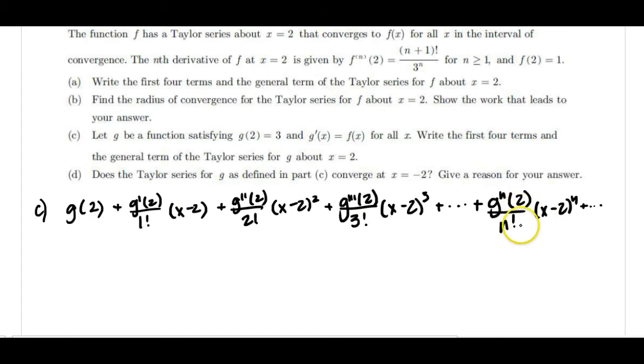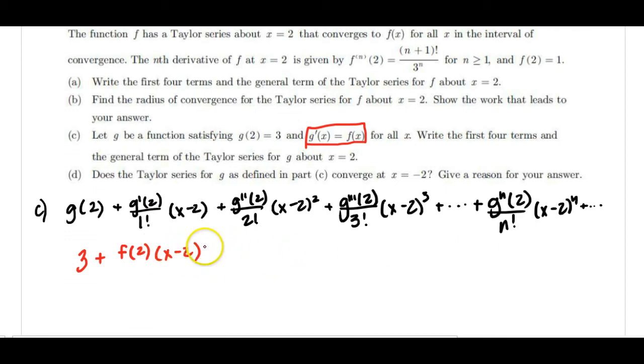So now is where we need to go back and fill in our numerical values when possible. The first one was given, g of 2 equals 3. So I'm replacing g of 2 with 3. Now I need g prime of 2. Here's where that relationship comes in. g prime of x equals f of x. So if I want g prime of 2, that's really like asking for just f of 2. And then over 1 factorial times x minus 2.